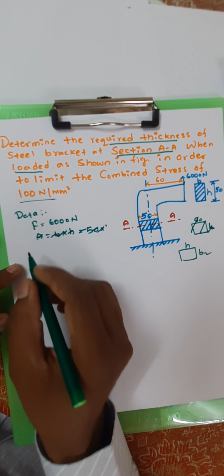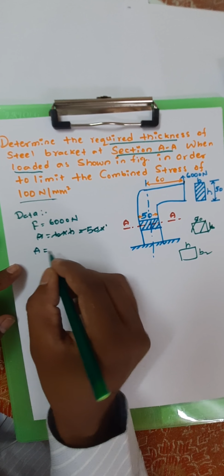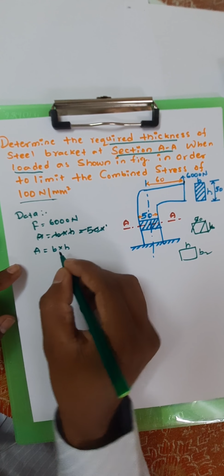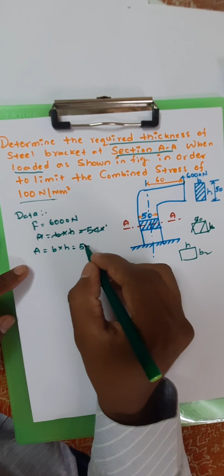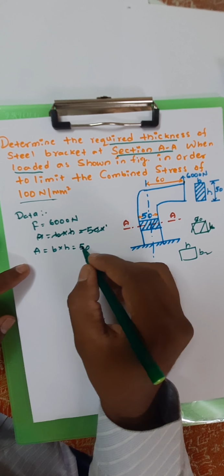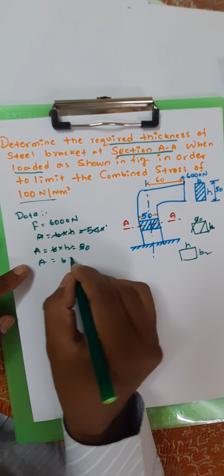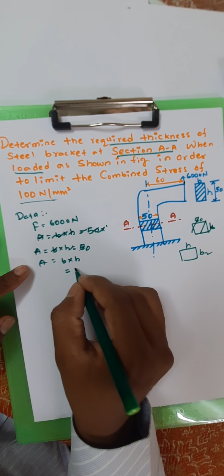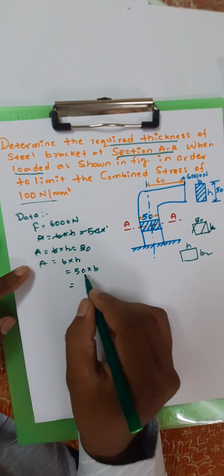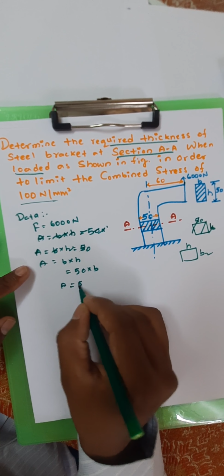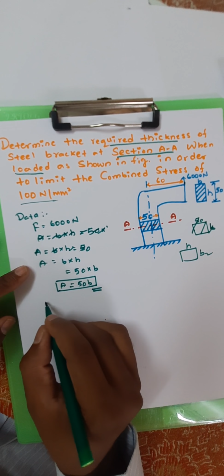Next we need to note down the sigma. But before that, what is meant by area, which is B into H. We know the value for H, that is 50. If you substitute that value, 50 into B, and simplify this, you will get area is equal to 50B. This is the area.